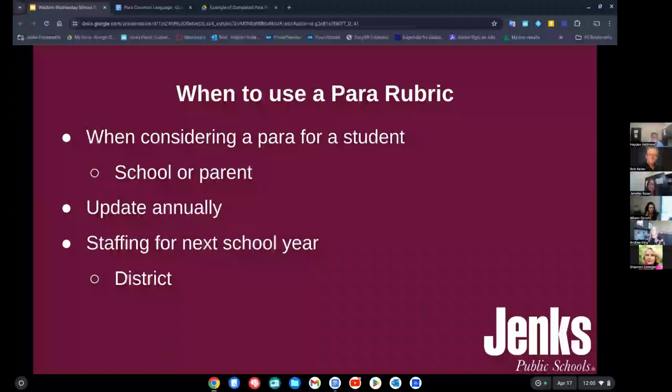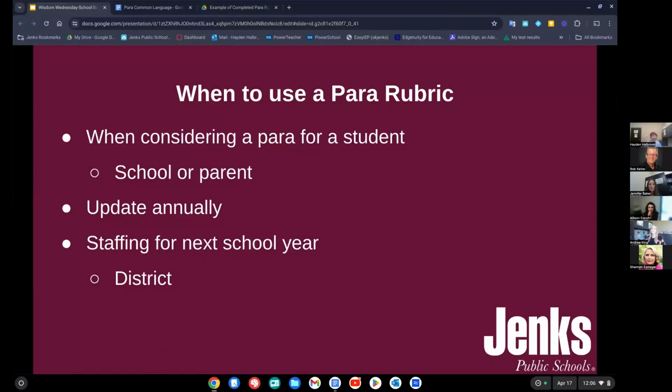So, when to use a para rubric. Anytime we have a student that we are considering for a para, we go through that rubric. It could be the classroom teacher or the special education teacher who feels that they would need that support, or it could even be a parent. The teacher may not think that they need it, but the parent is saying yes, they need that. We go through that rubric, and we do it as a team. Included in that team is the parent, so it's not just the school that is making that decision.